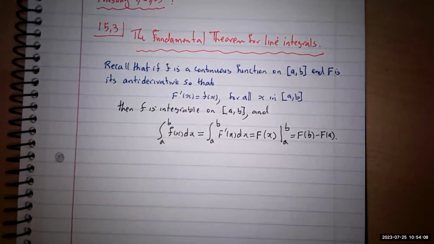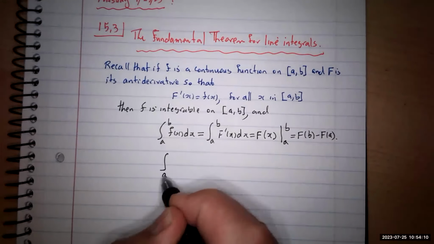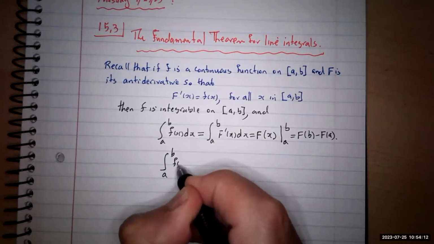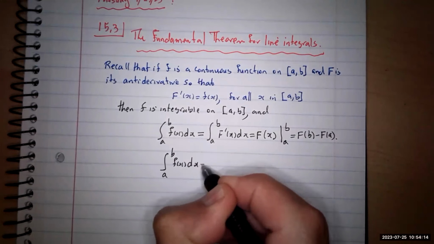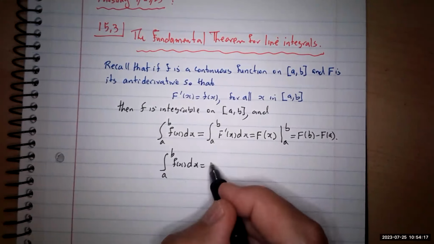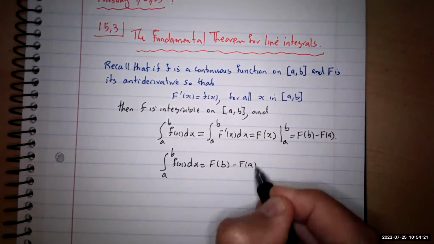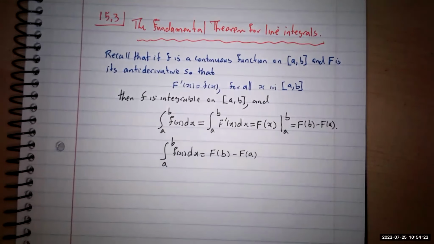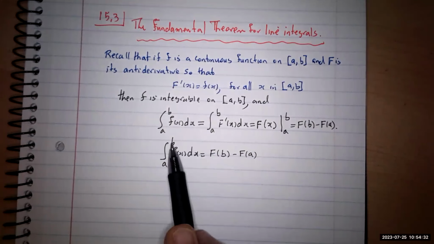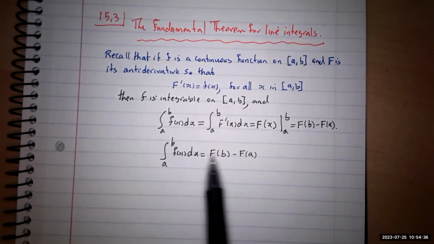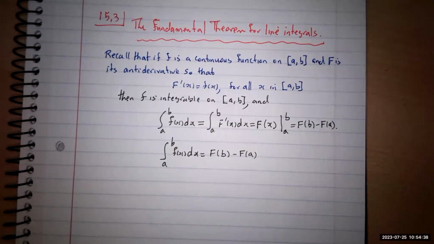So that's the fundamental theorem of calculus for a function of one variable. Simply, that gives you f of b minus f of a. This means if you want to find this integral, it's going to be equal to the value of the antiderivative at the endpoints of the interval. It's going to be f of b minus f of a.